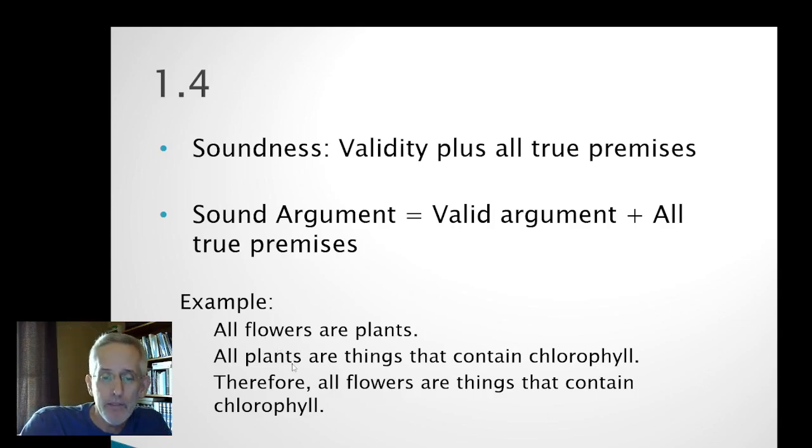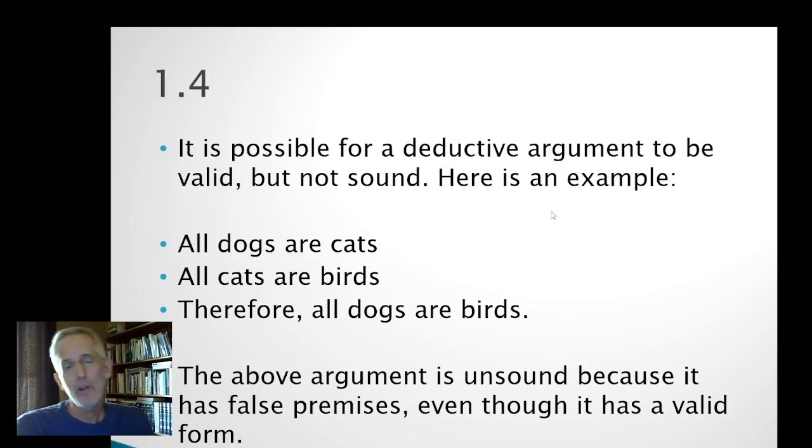Now, the pattern I've given you in this argument is a valid deductive pattern, and we'll learn later on in the semester how to determine whether it's a valid pattern, but at this point, just assume that it's a valid pattern. So the pattern is correct, the premises are true. It follows then that the argument has to be sound. Okay, so let's just clarify a little bit here. It's possible for a deductive argument to be valid but not sound. So I want to give you an example of how that could happen.